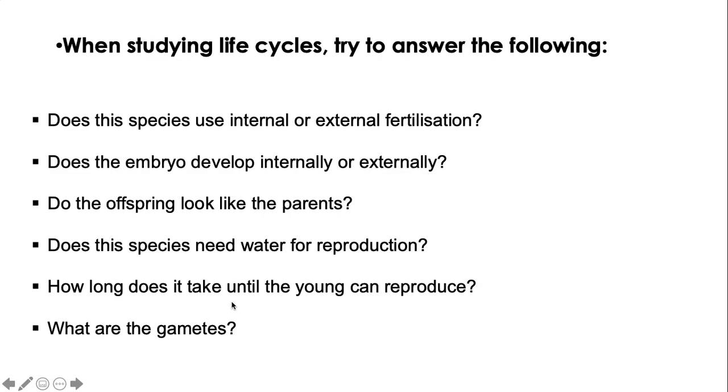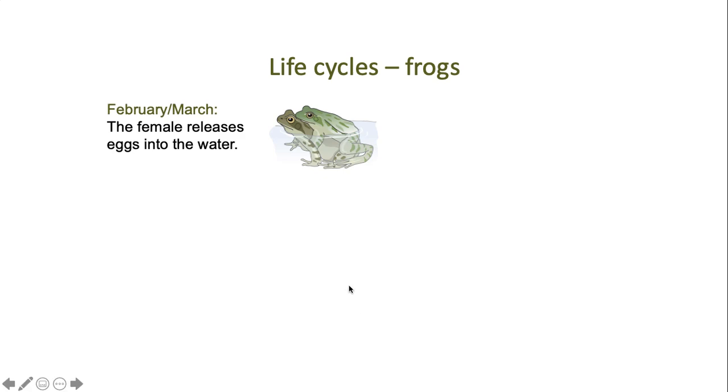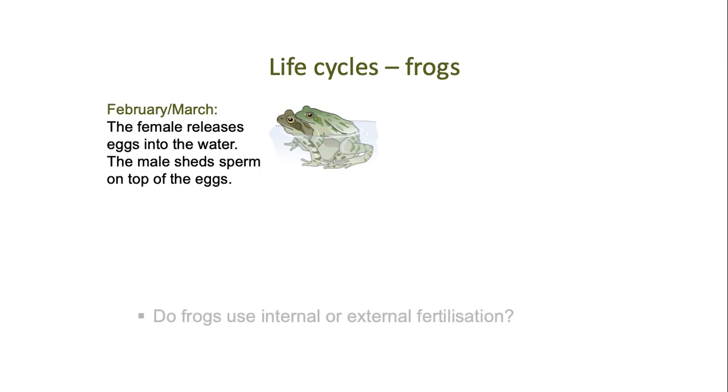And what are the gametes? Are they sperm and egg, for example? So here's the frogs. February, March, the female releases eggs into the water. The male releases sperm on top of the eggs. Some of them will be fertilised, most of them will be fertilised, but some of them won't. But that's the risk you take with external fertilisation.